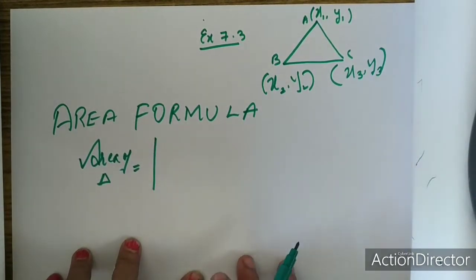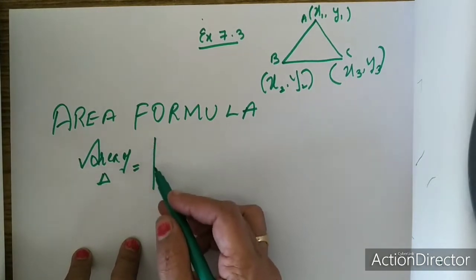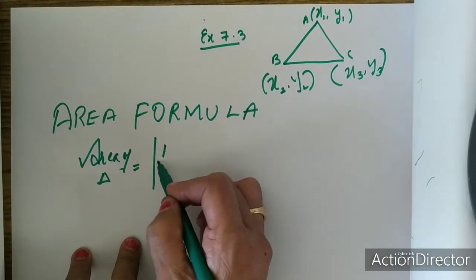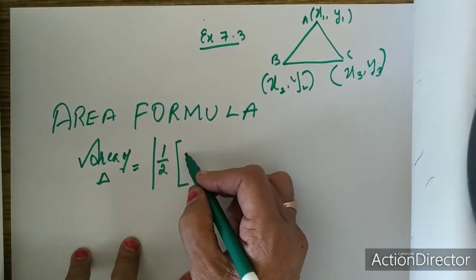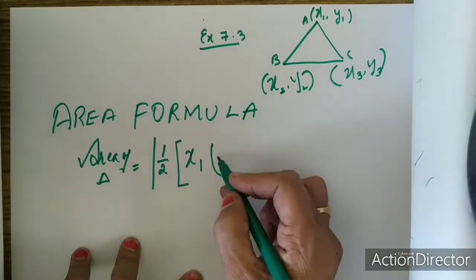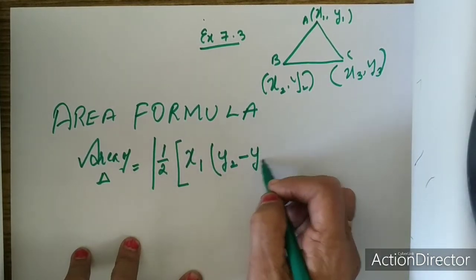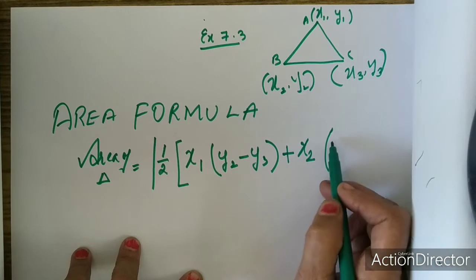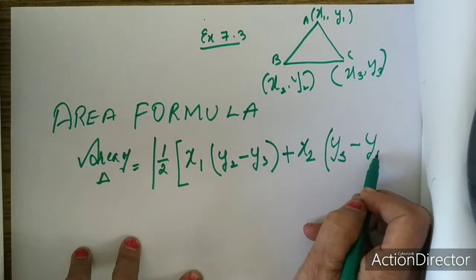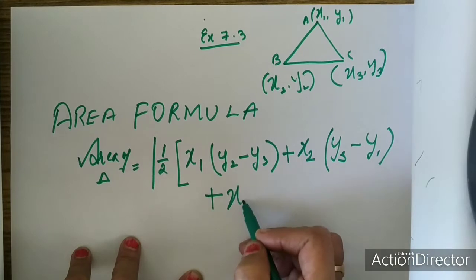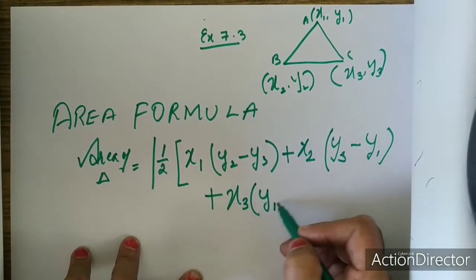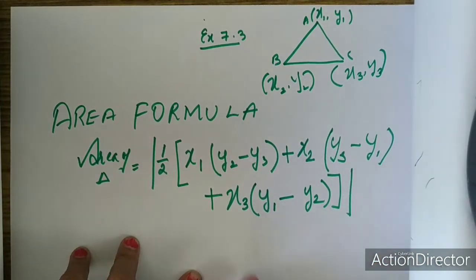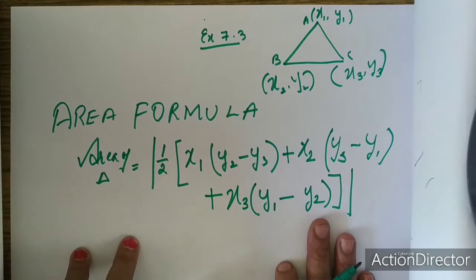Modulus means we take only the numerical value, that is the positive value. Area of a triangle is always positive, so you put this modulus sign. Half into, first is x1 into y2 minus y3, plus x2 into y3 minus y1, plus x3 into y1 minus y2. Bracket closed, modulus closed. This is the formula you call the area formula.